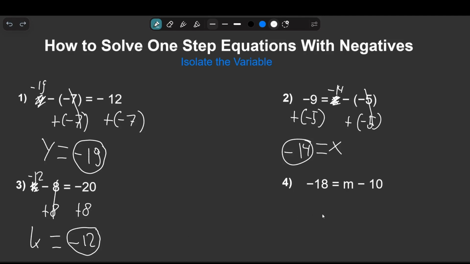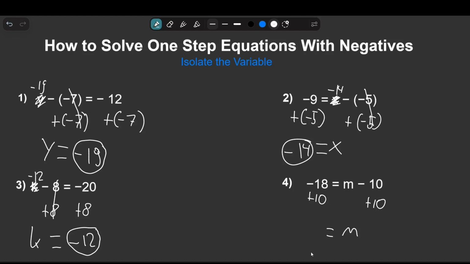Now let's go over to the last one, where we have minus 18 equals m minus 10. For this one, again, it is inverted, so we're going to write our final answer like that. So we have m minus 10. We're going to inverse our operation. So we're going to do plus 10 on both sides. Now, minus 10 plus 10 will equal 0. So we have isolated our variable. Now, of course, we have to do it on the other side like this. So we get minus 18 plus 10.